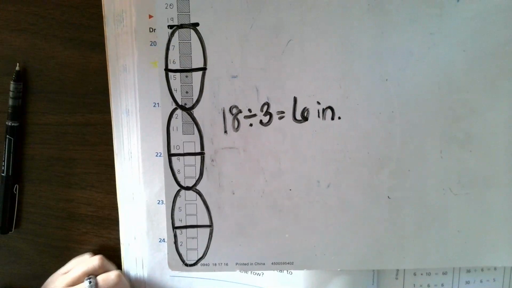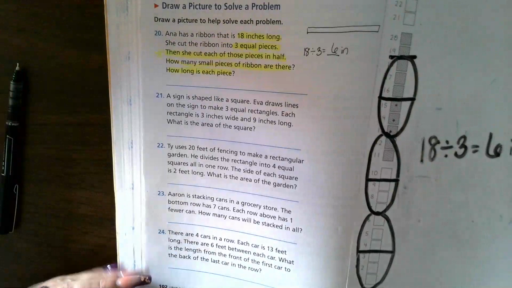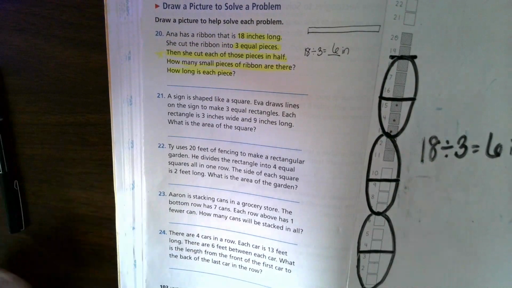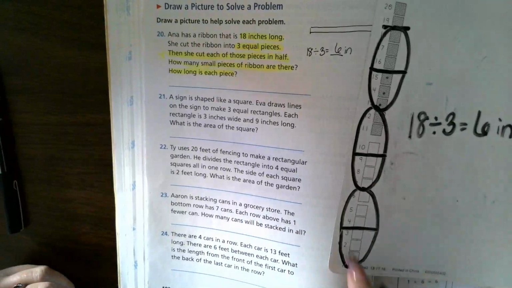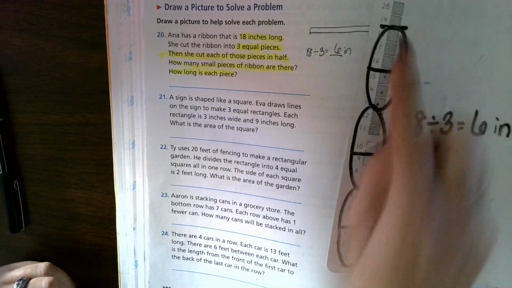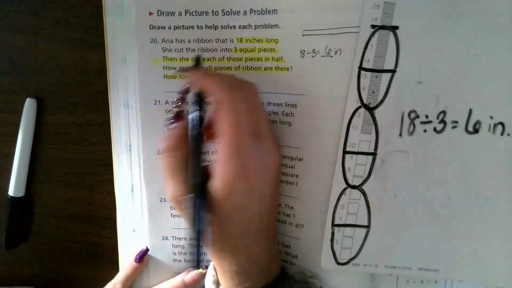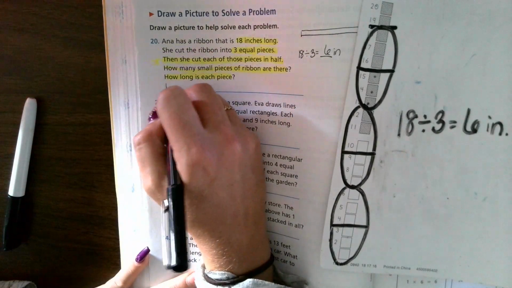That's all it is. So now, because she cut each one of those in half, each one ends up being 3 inches, right? So how many small pieces of ribbons are there? There's 1, 2, 3, 4, 5, 6. And how long? So there are 6 pieces of ribbon.